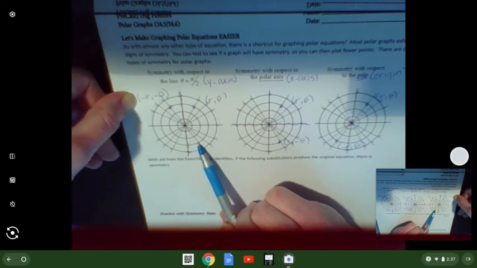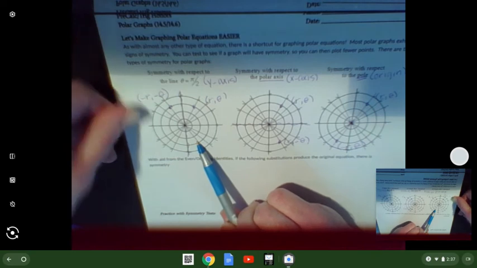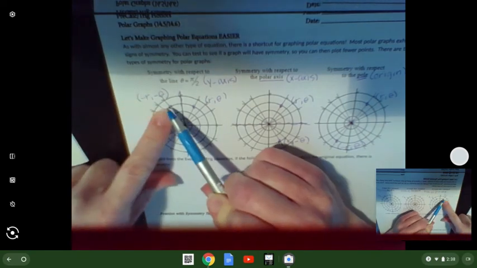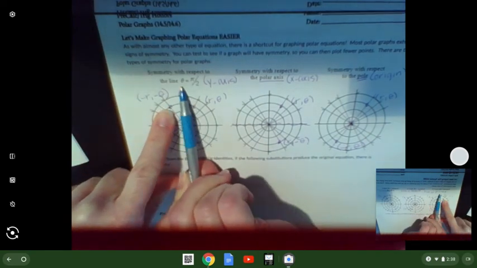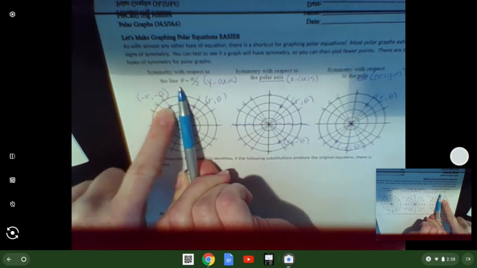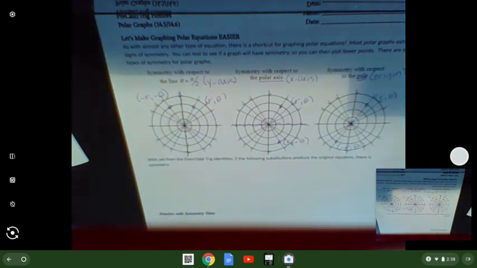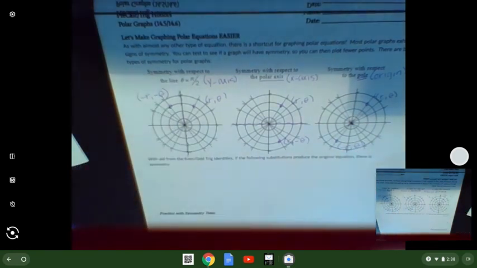Adding in that negative r means now that I've gone backwards my theta degrees or theta radians, I'm going to slide back through the origin, which is why I land up here, but it does demonstrate that symmetry with respect to the line theta equals pi over 2. Like I mentioned, these extra points are now going to become important.